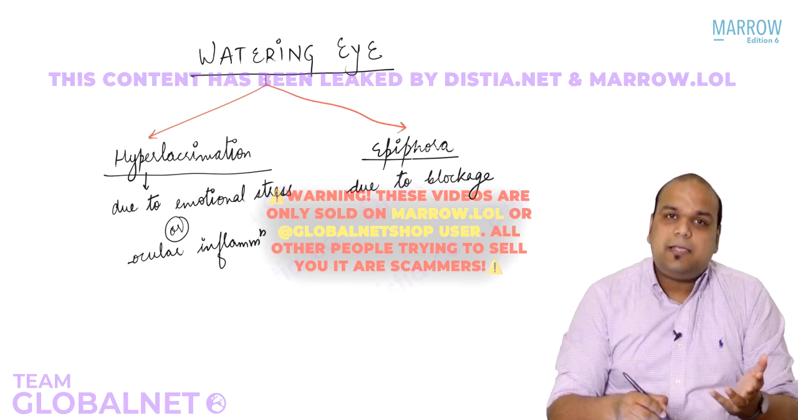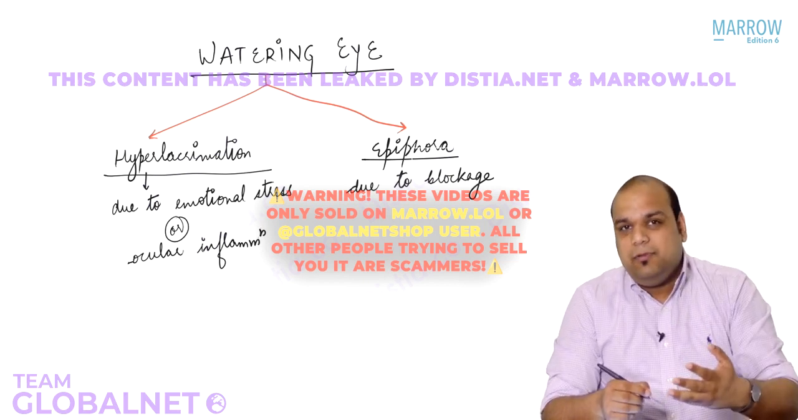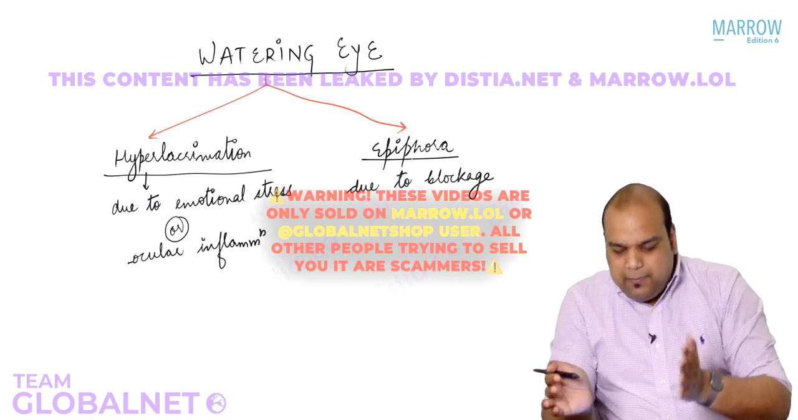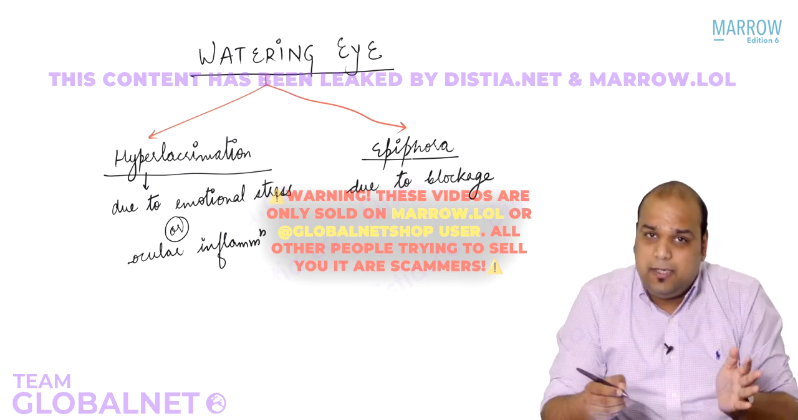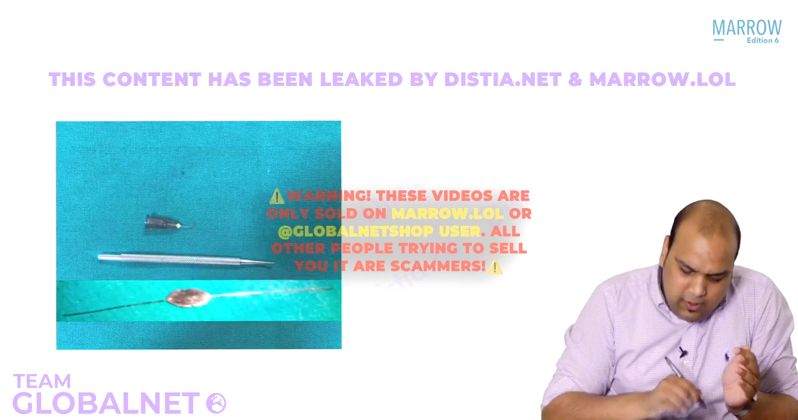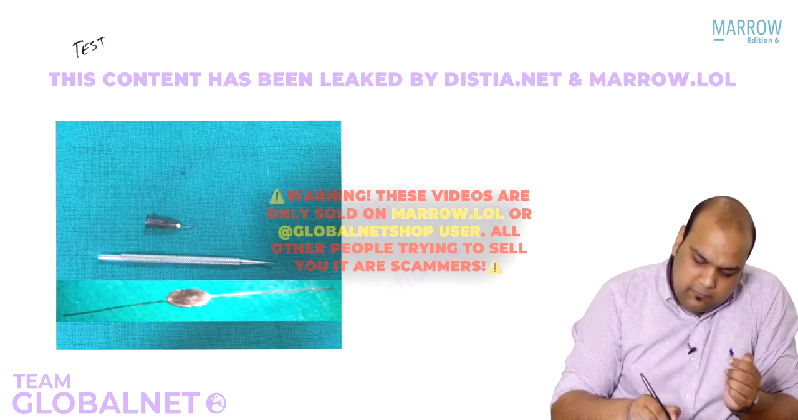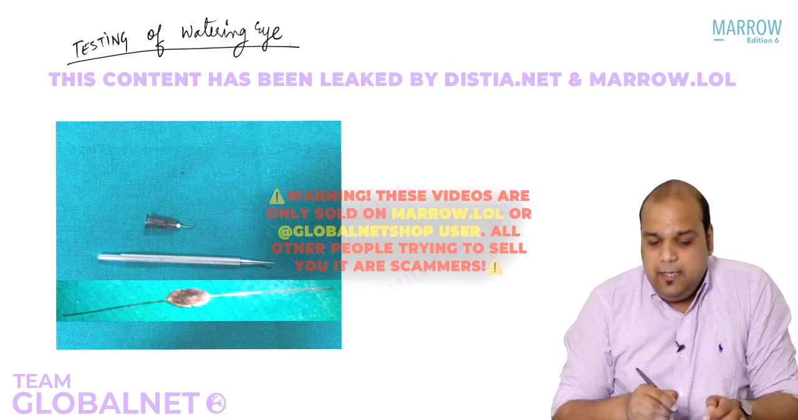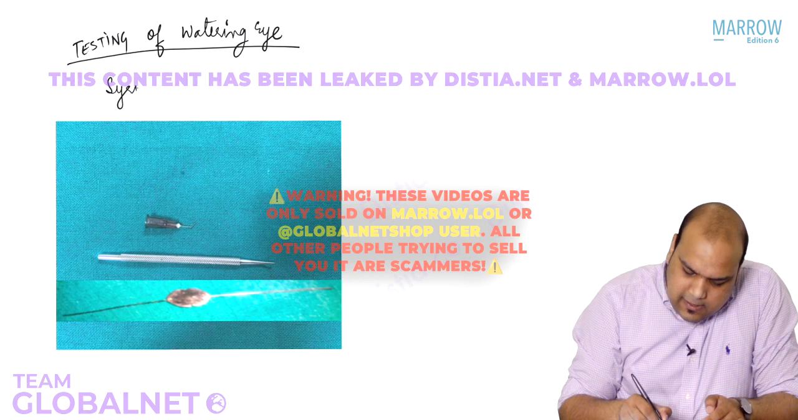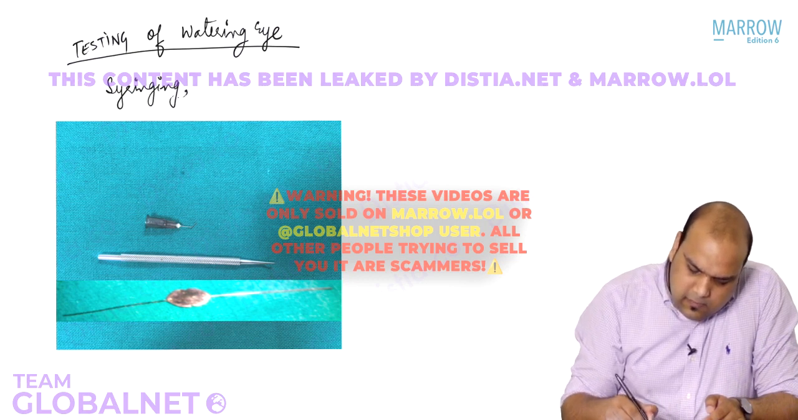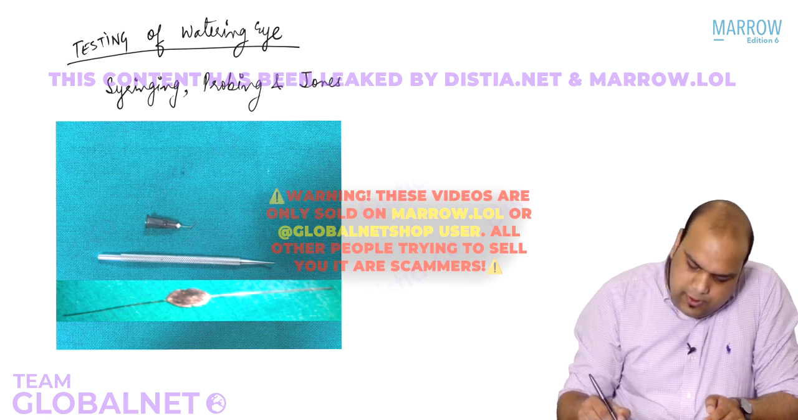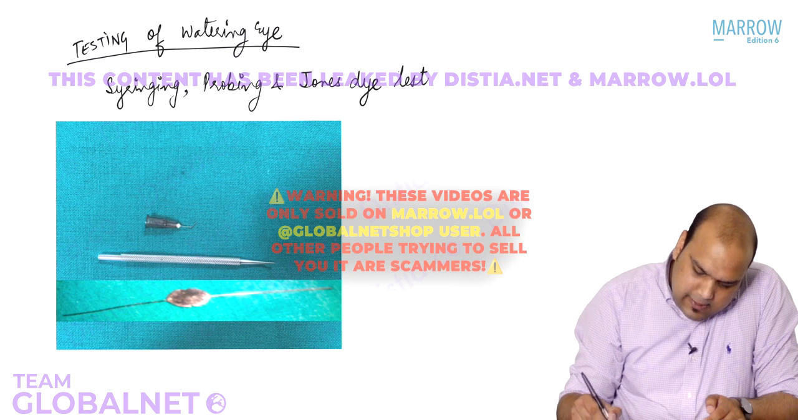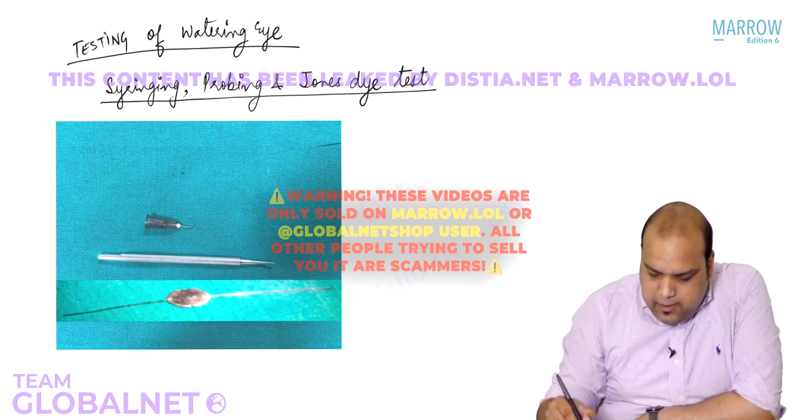So what we need to know is how to be able to test and investigate for hyperlacrimation or epiphora. If it is a blockage, where is the blockage? Yes, that's what we are reading now, investigation or testing, everybody. Testing of watering eye. Testing of watering eye is done via syringing, probing, and Jones dye test.